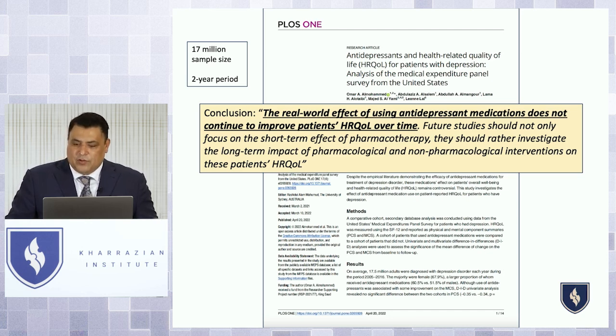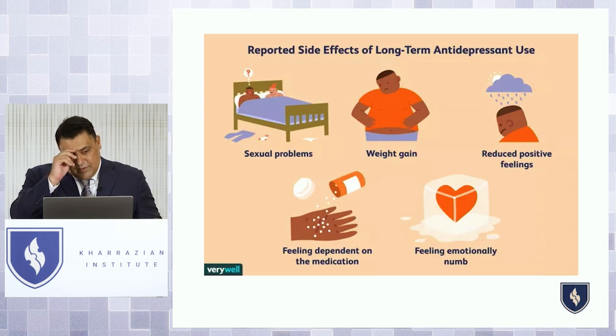So what does happen with long-term use of antidepressants? Well, there's sexual problems, there's weight gain, there's reduced positive feelings, there's a feeling of dependence on the medication. They're afraid to go off. The doctors are telling them you can't go off. You'd be much worse if you didn't take it, which is just a random assumption. There's no real truth to that. They feel emotionally numb.